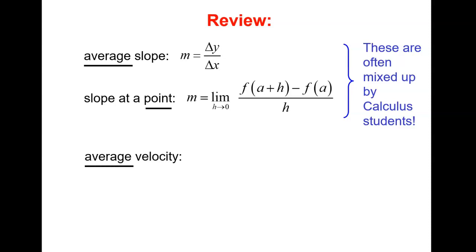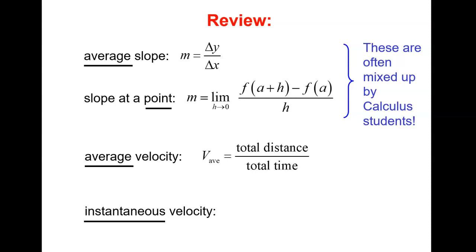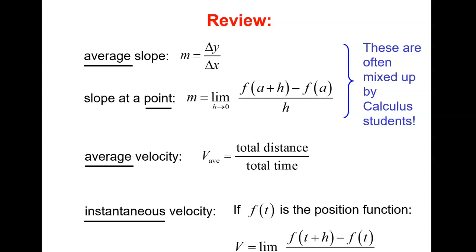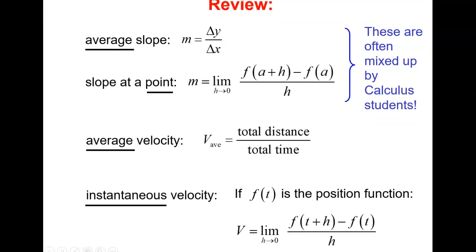Average velocity is the total distance over the total time. So the velocity average is total distance over total time. Average slope and average velocity are very similar. Instantaneous velocity is like instantaneous, or the slope at a point. Instantaneous means in that instant, or slope at a point.